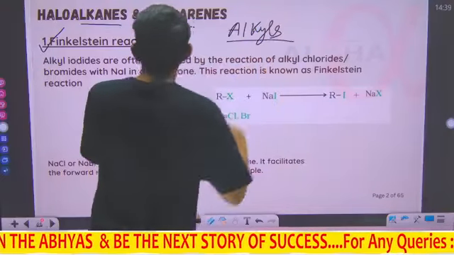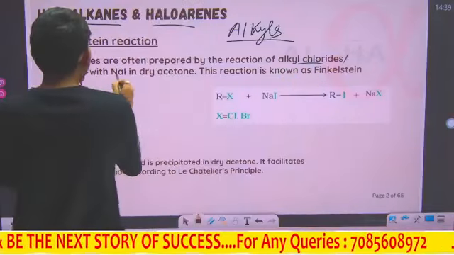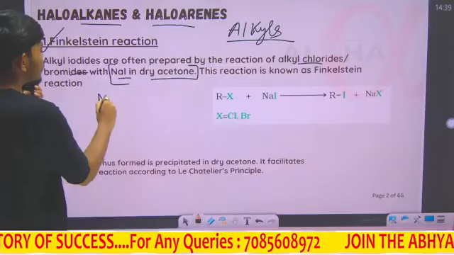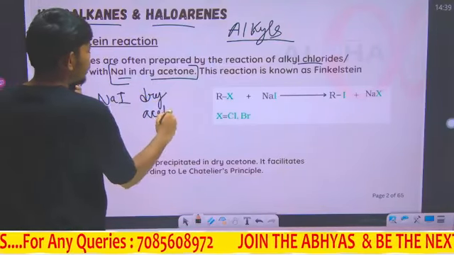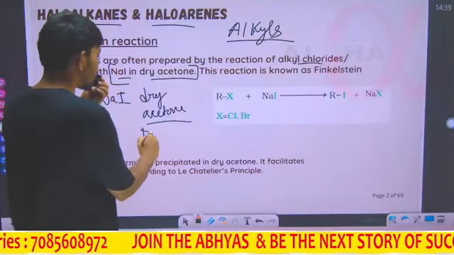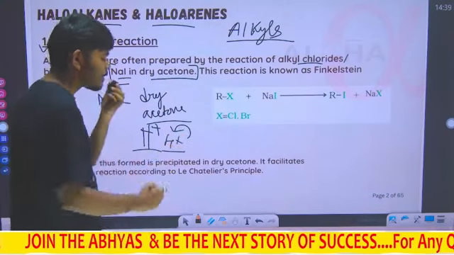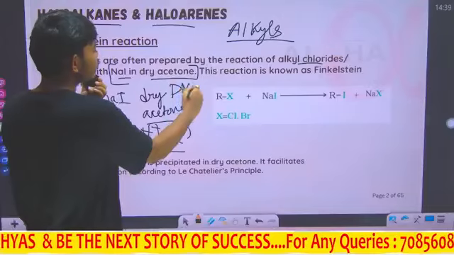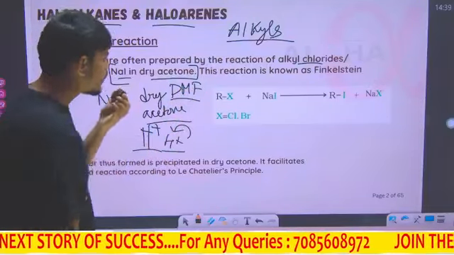In the haloalkane, haloarene chapter, we deal with all alkyl halide compounds. Here alkyl iodides are often prepared by the reaction of alkyl chlorides or bromides with NaI in dry acetone. This is your reagent, see properly: sodium iodide and dry acetone. Dry acetone is a polar aprotic solvent, which does not give H plus or take H plus in its solution. In exchange, you can use DMF and sodium iodide. That means the same thing.